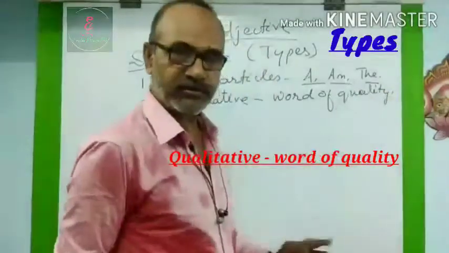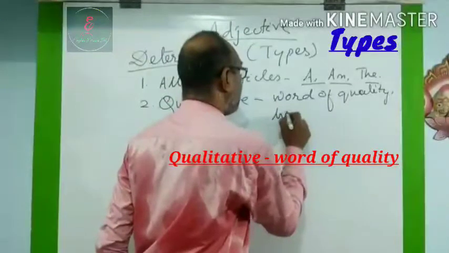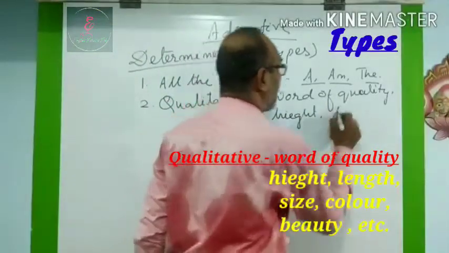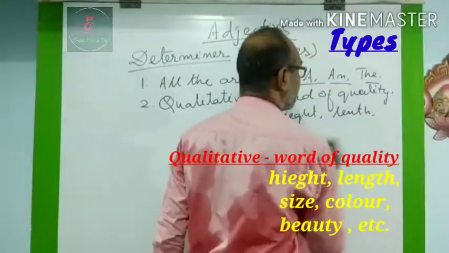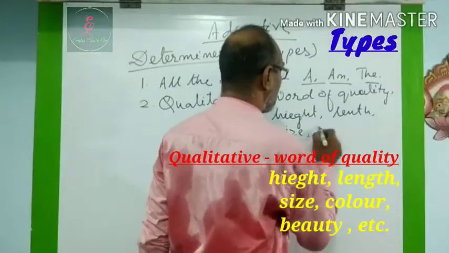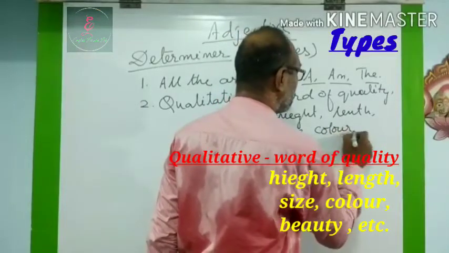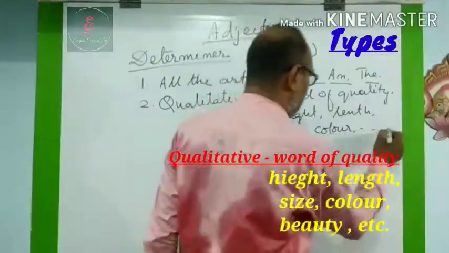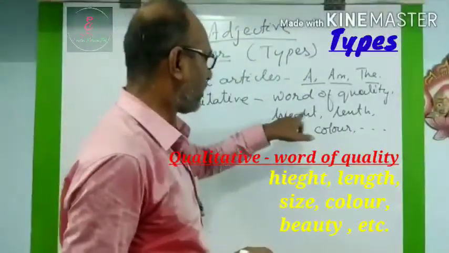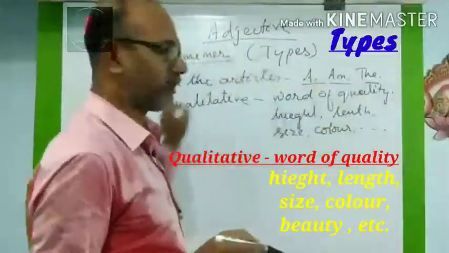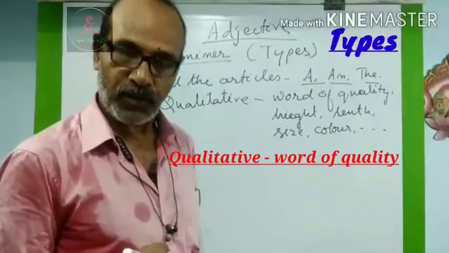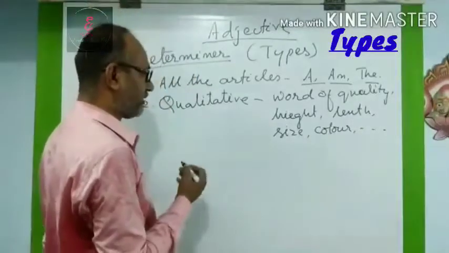A word of quality, that may be of height, length, size, color, like this. So any such word that denotes the quality of a noun is known as an adjective. Okay? Yes.